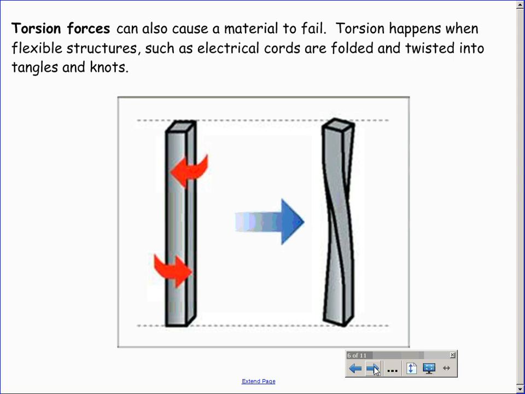Torsion forces can also cause a material to fail. Torsion happens when flexible structures, such as electrical cords, are folded and twisted into tangles and knots.